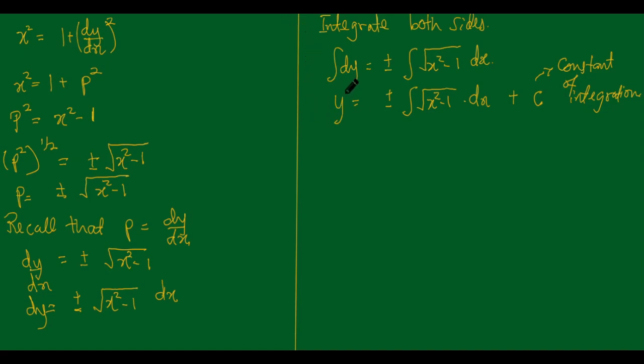So on integration, we have that our y now becomes plus or minus x multiplied by the square root of x squared minus 1 divided by 2, then plus or minus 1 over 2 ln x plus square root of x squared minus 1, plus c, and this becomes our solution to the differential equation.